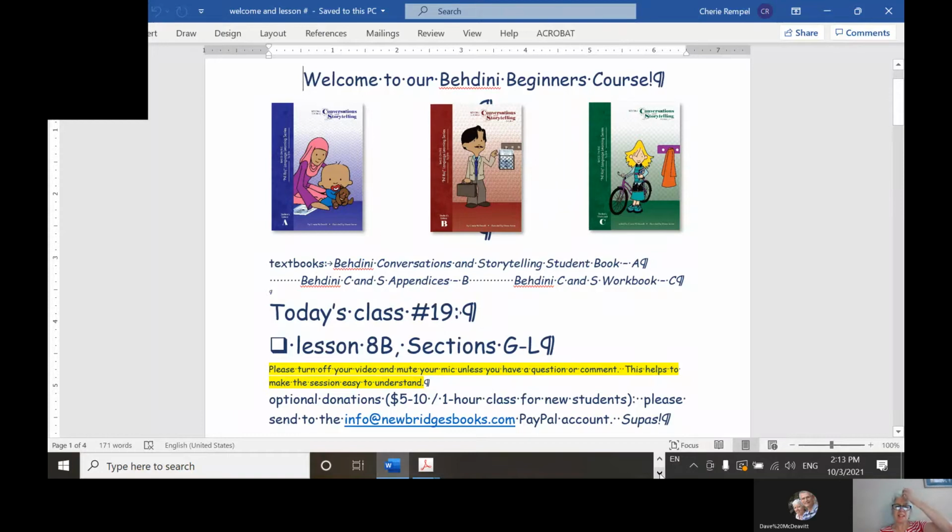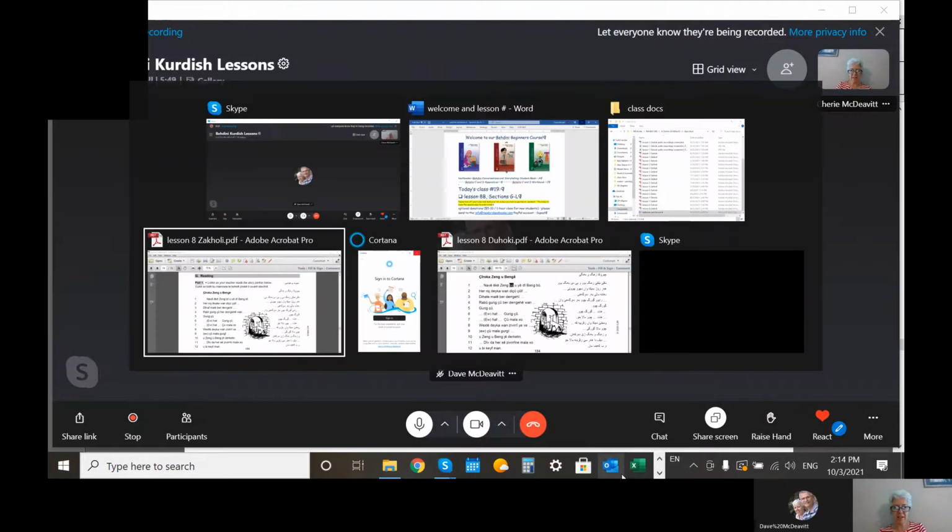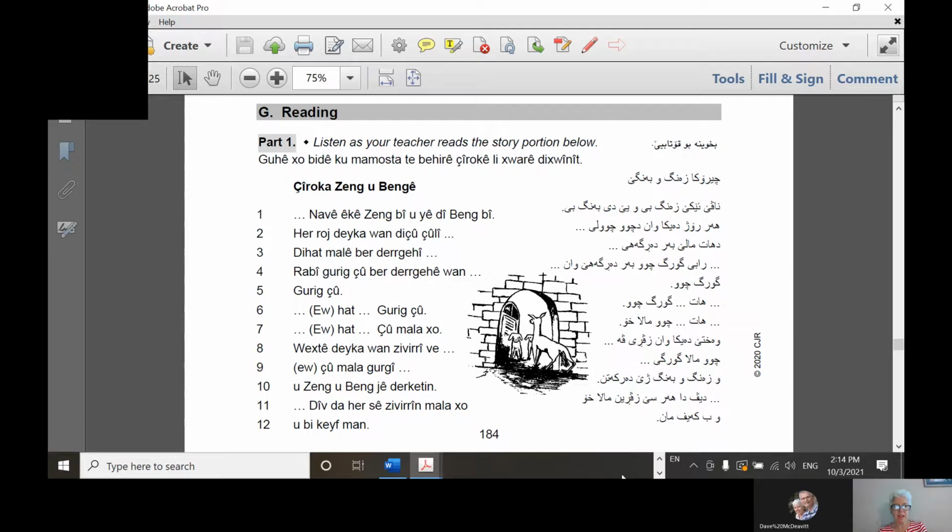Today is class 19, lesson 8 of the A book, the Conversations and Storytelling A book. And we'll start in lesson G. All right, let's go find that. Okay, so in lesson 8, section G, on page 184. You're going to do this primarily on your own, but I'll get you started.